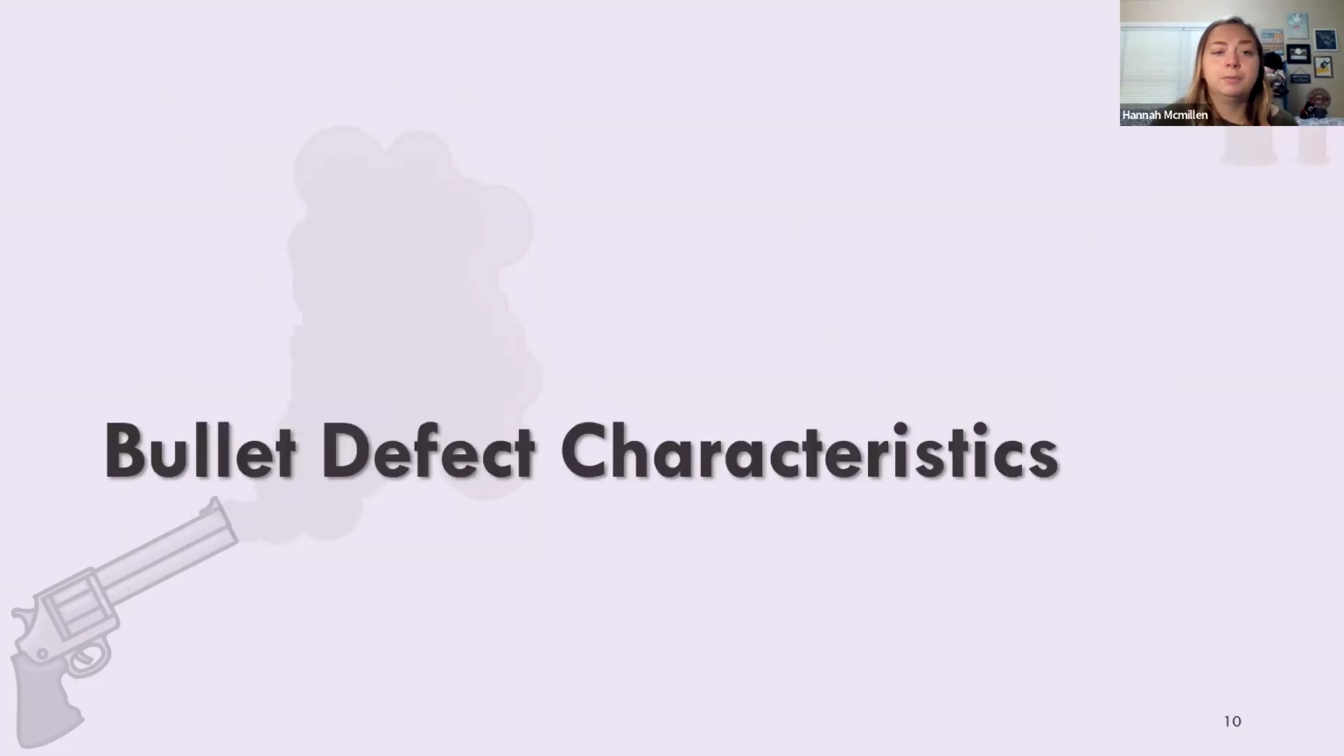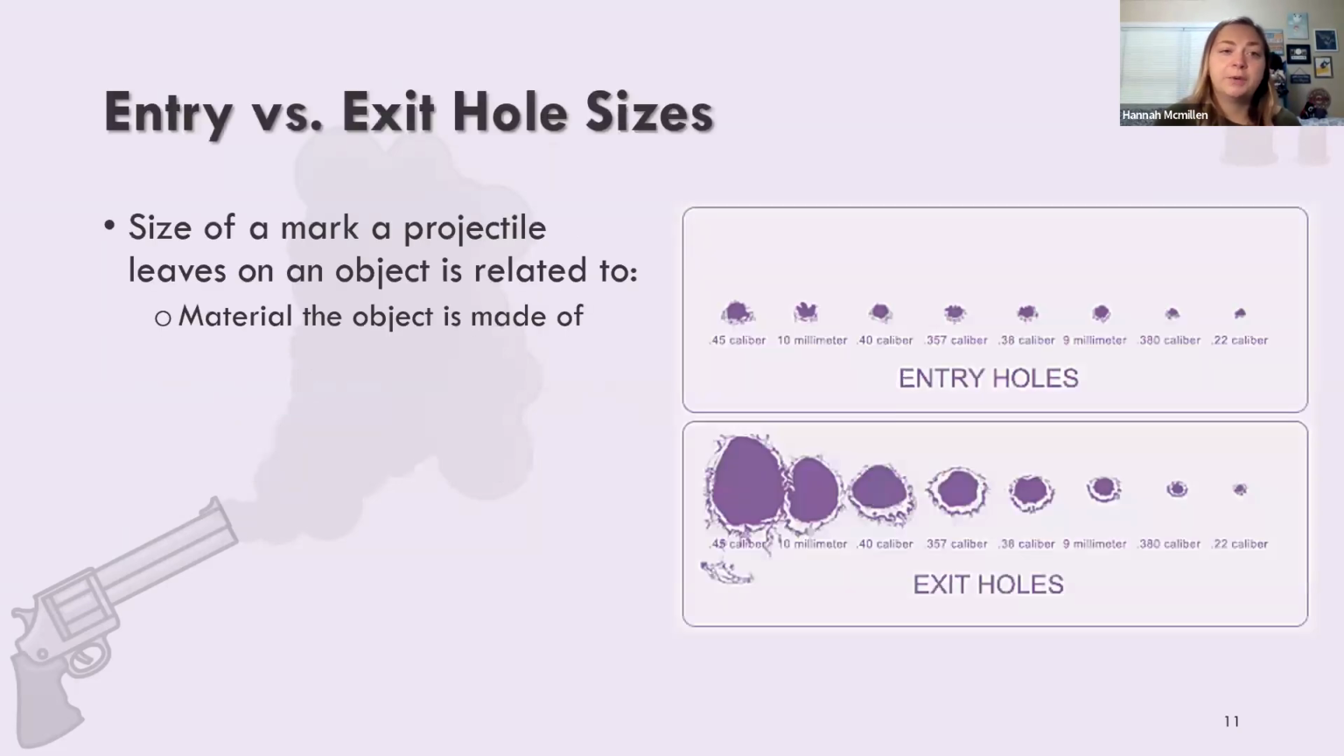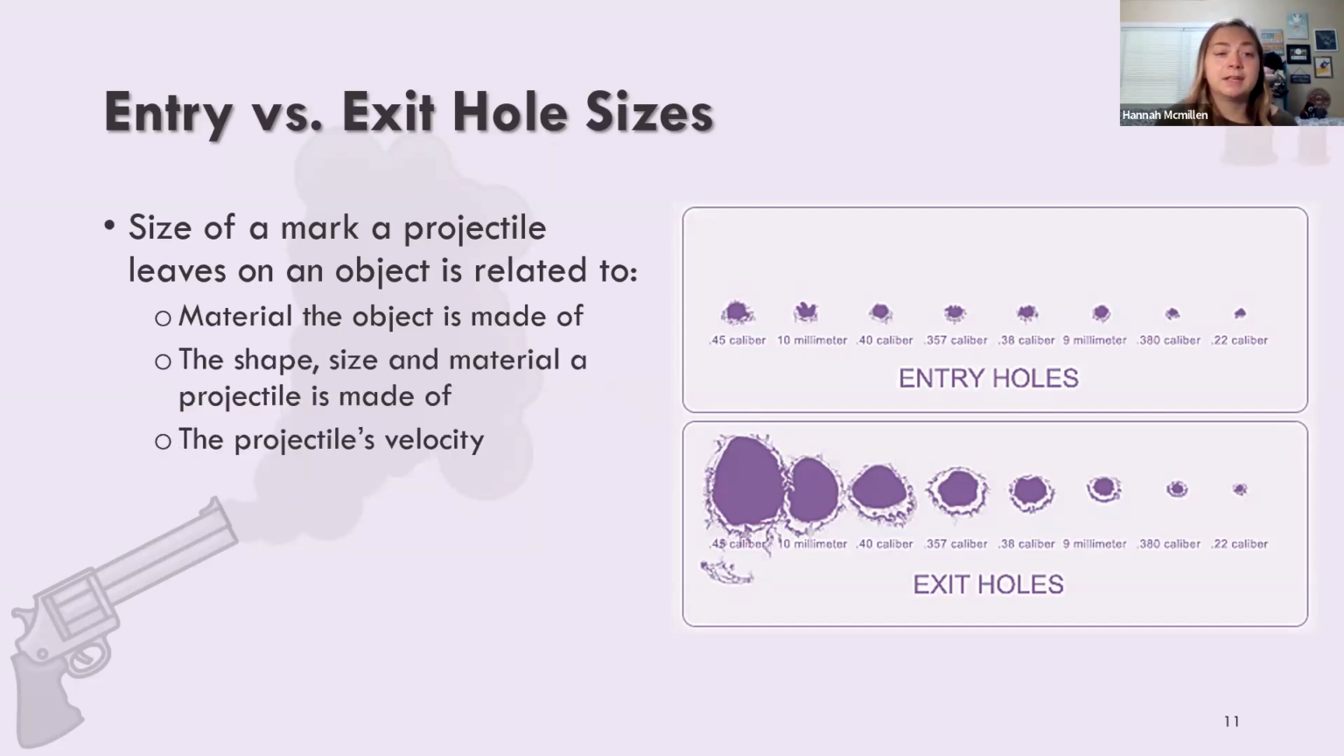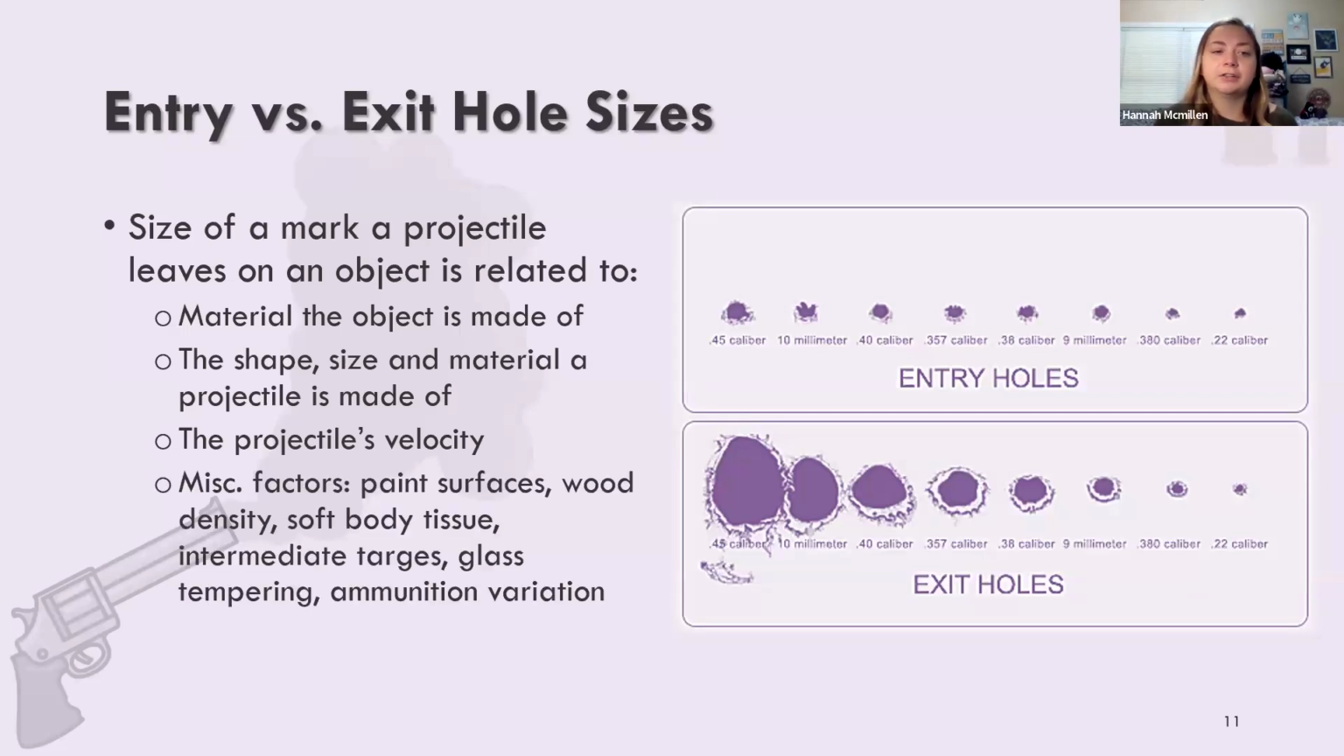So jumping into bullet defect characteristics, we have entry versus exit hole sizes. So the size of a mark a projectile leaves on an object is related to the material the object is made of, the shape, size, and material of the projectile, and the projectile's velocity, as well as other miscellaneous factors like painted surfaces, wood density, soft body tissue, intermediate targets, glass tempering, and ammunition variations.